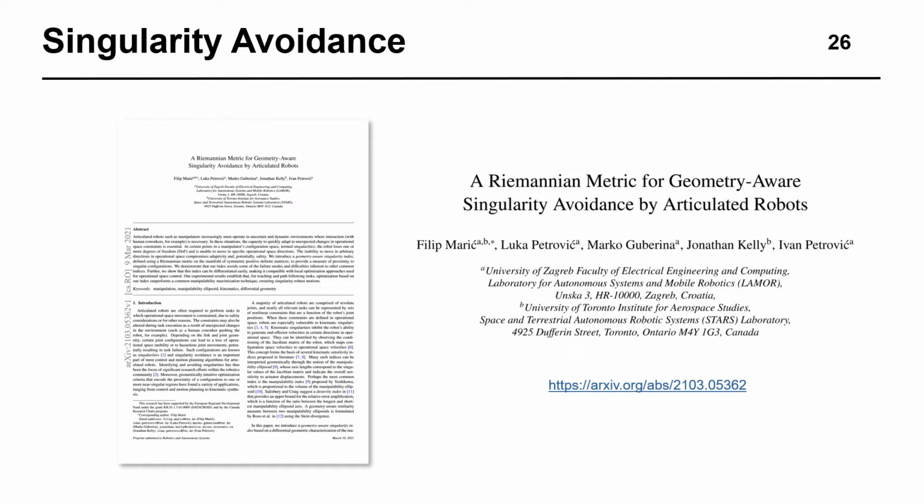Our paper, titled A Riemannian Metric for Geometry-Aware Singularity Avoidance, is currently in review for the Robotics and Autonomous Systems Journal, but the preprint is freely available on arXiv.